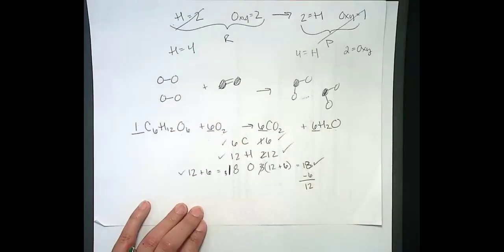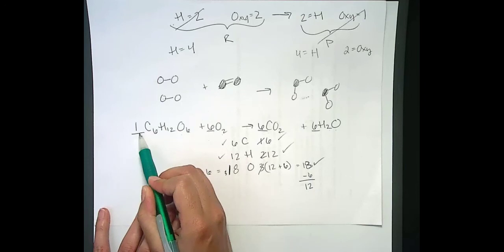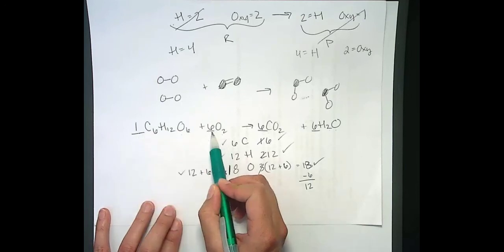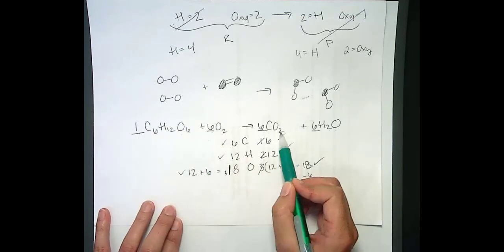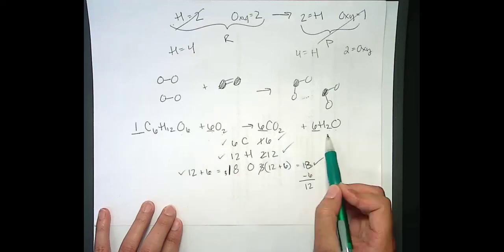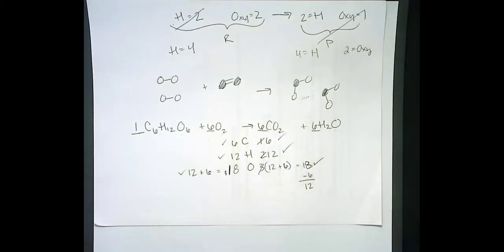If you don't have a number there, it's an understood 1. We usually don't write it out, just like a subscript. This means 1 mole of this hexose sugar reacts with 6 moles of dioxygen gas to form 6 moles of carbon dioxide and 6 moles of water.